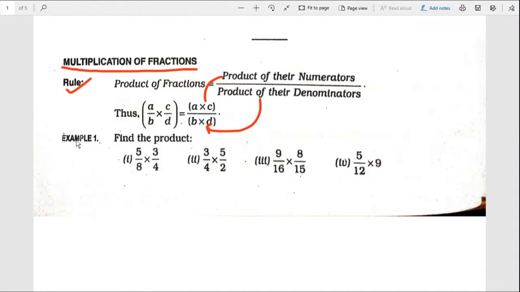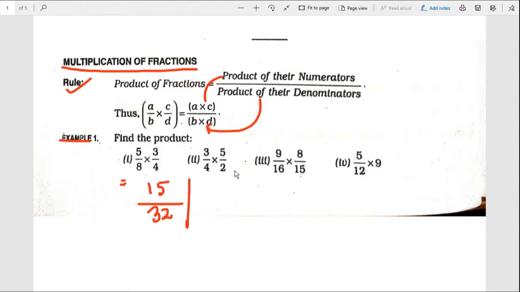Find the product. Example 1, find the product 3 by 8 into 5 by 4. The simplification: here 5 and 3 are both numerators, so 3 fives are 15, so 15 by 8 fours are 32. When you multiply it, you will get the answer.